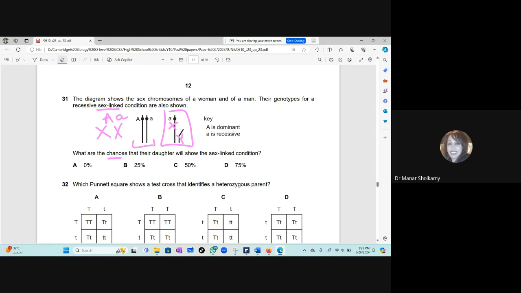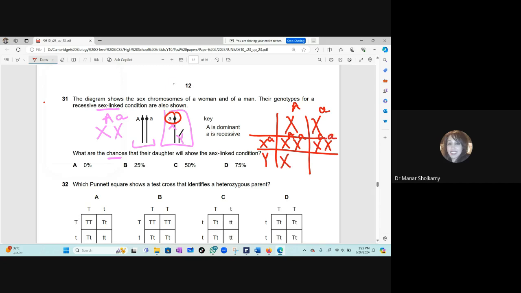And I'm going to use my pencil and draw here a small Punnett square so that I can answer this question. Here I have a mother that is a carrier. She is A capital, A small, and a father, X, Y, that has one recessive allele here. Okay. Now this will be a carrier female, and this will be a sick female because she will have homozygous recessive alleles.